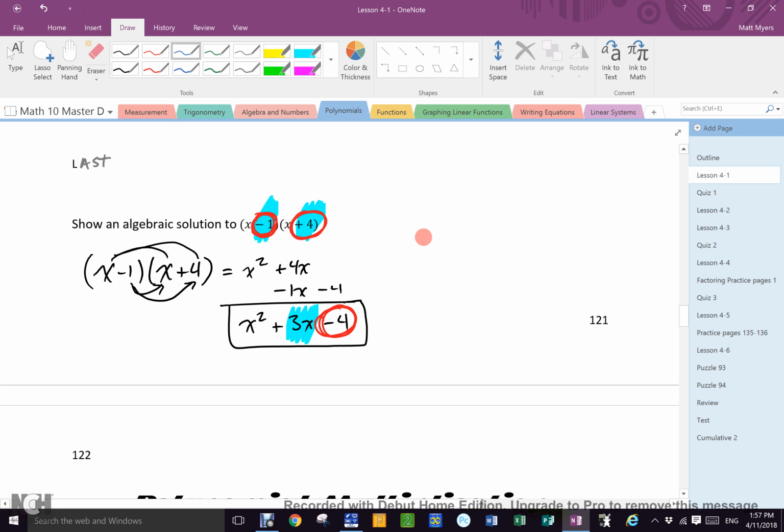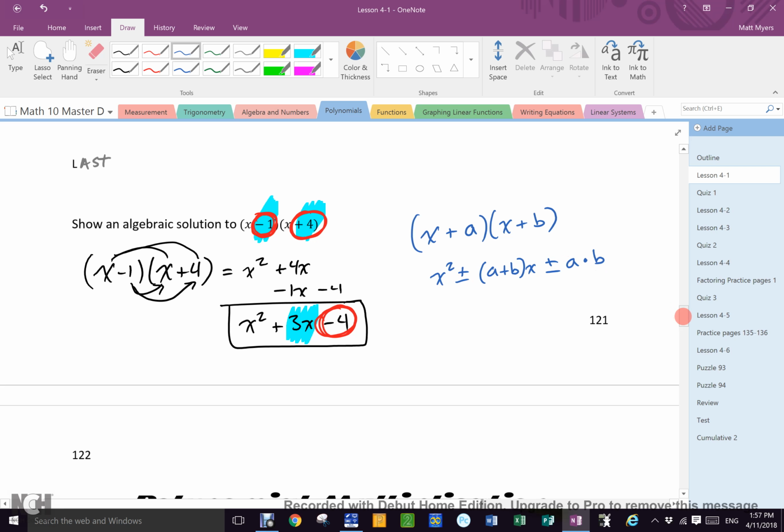Here's what it looks like with letters. If I have x plus anything, and remember it works with minus as well, and x plus anything else, then the answer, and it only works when there's no coefficient, is x squared, and then it's plus or minus a plus b x, and then plus or minus a times b. Is everybody with me?